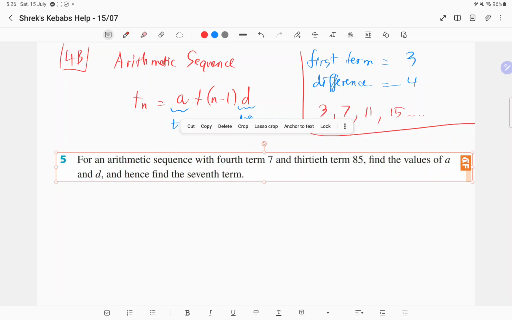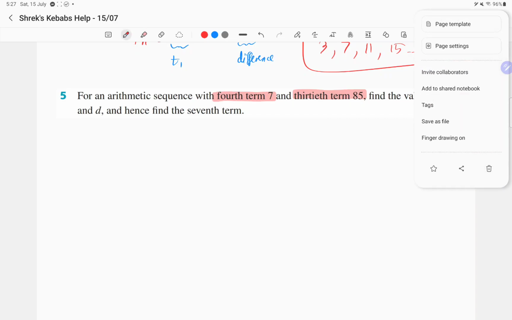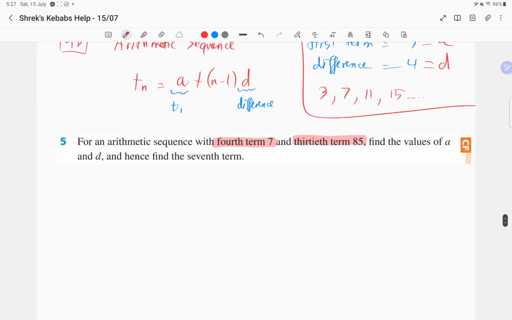Right, let's have a look at question 5 here. For an arithmetic sequence with the fourth term 7, I'll highlight the keywords. Fourth term is 7 and 30th term 85. Find A and D. Hence, find the 7th term, which is T7. So remember, for an arithmetic sequence, you always need the A value and then the D value. All right, let's apply the rule.